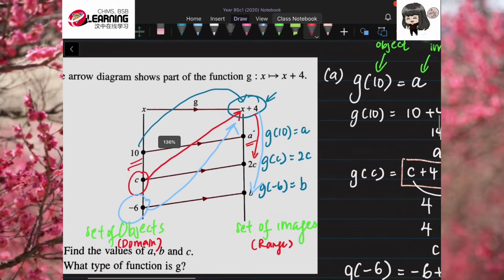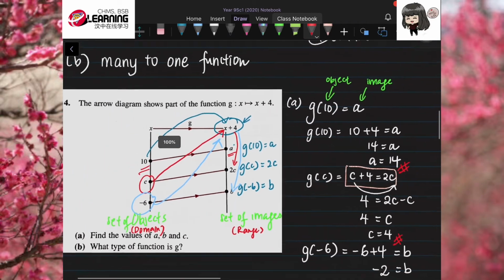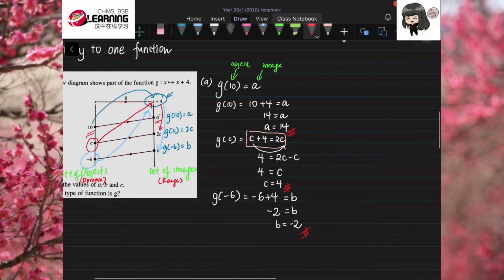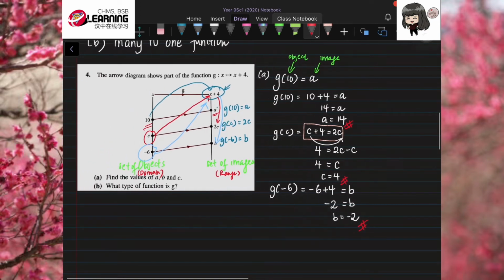Find the values of A, B, and C according to the object and image here. Okay, so A is 14, B is negative 2, and C is 4. Okay, so we have done our A.